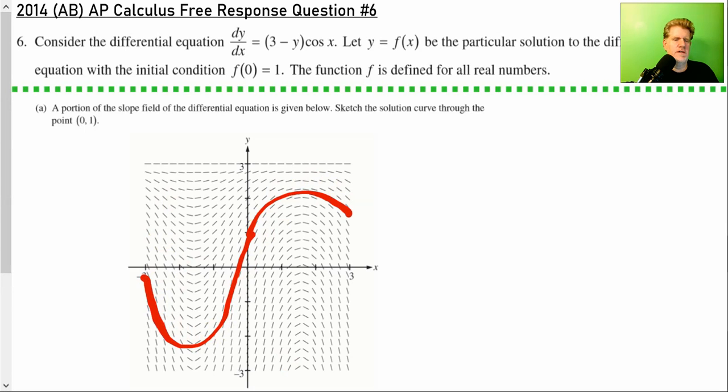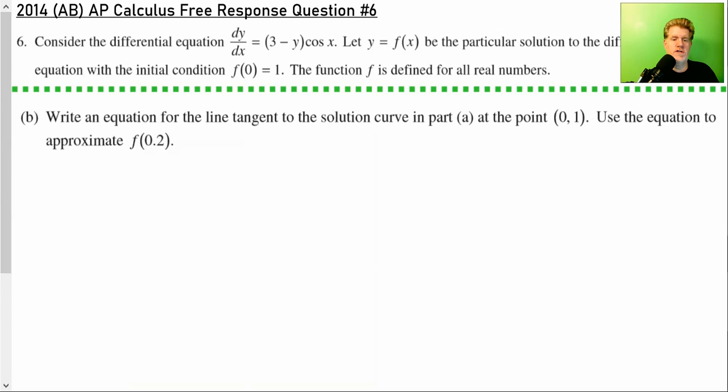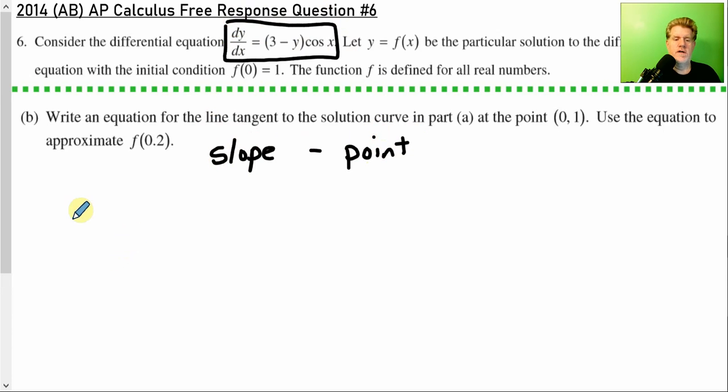All right. Part B: write the equation for the tangent line to the curve in part A at the point 0, 1. Remember, for a tangent line you need two things: a slope and a point. How do you find the slope? You use your derivative. Our derivative is right there. So all we have to do to find our slope is plug in the value of 0 for x and 1 for y.